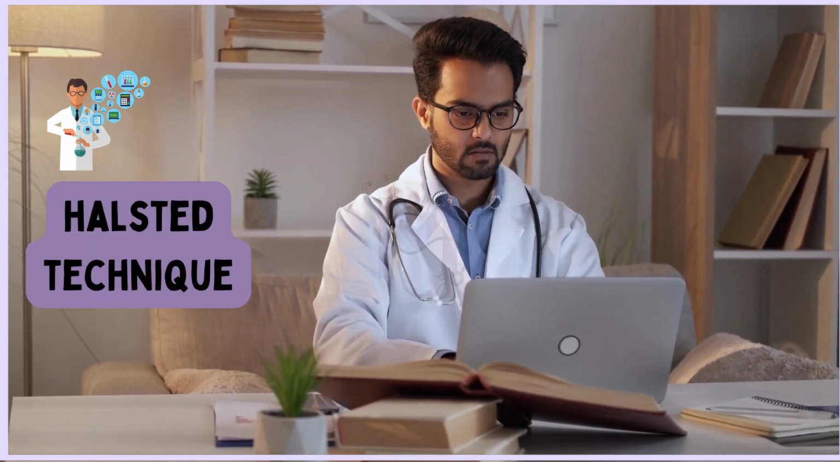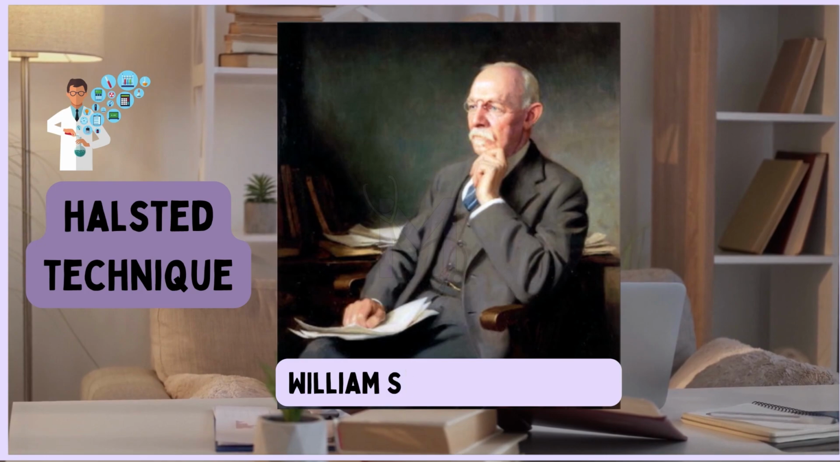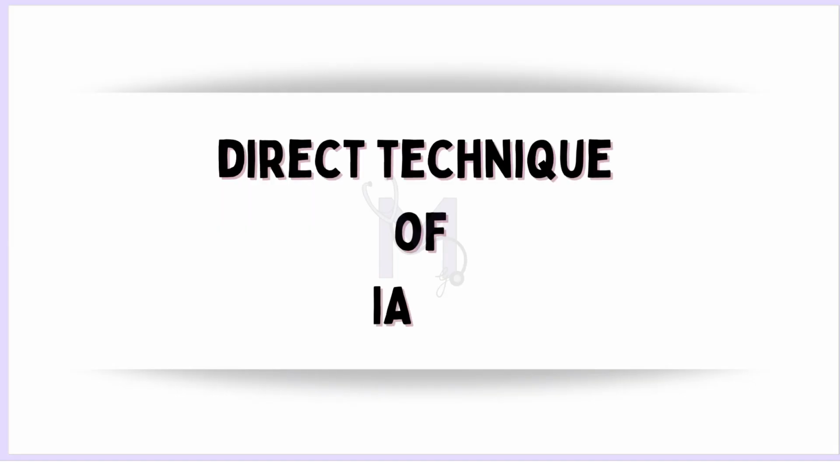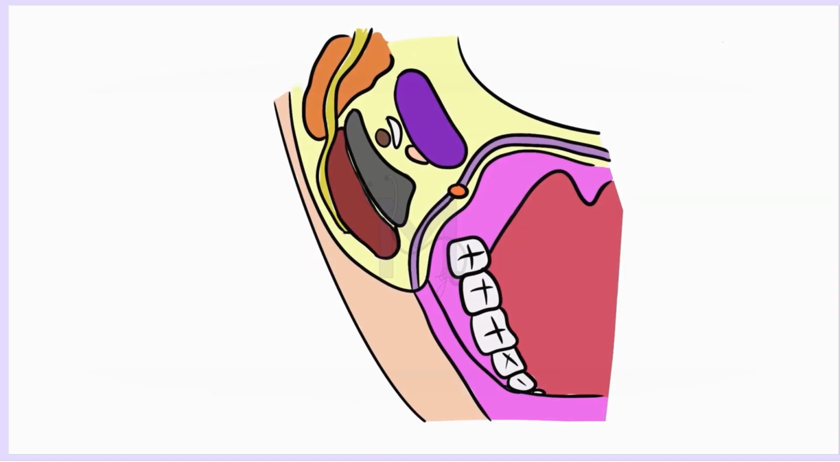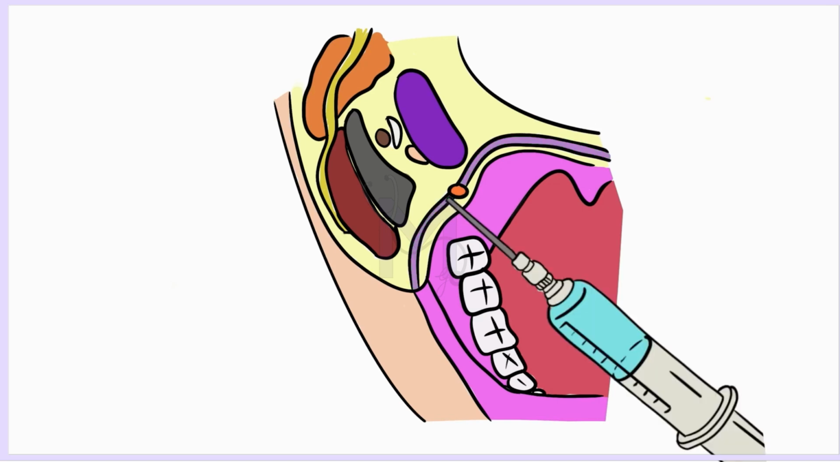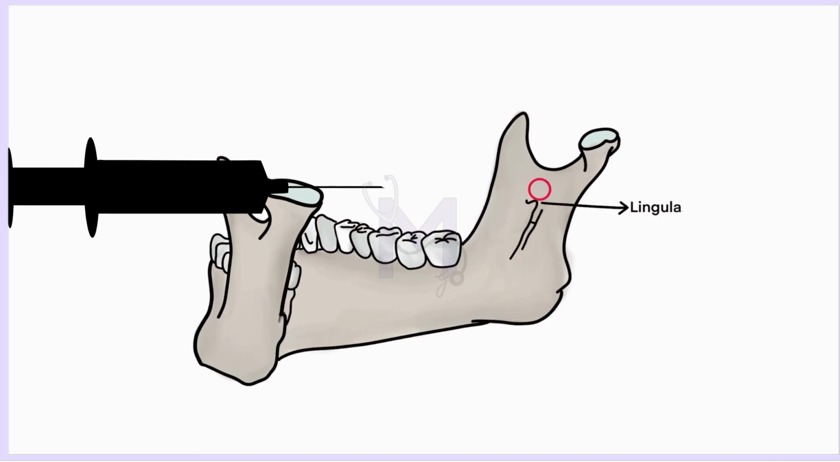The traditionally used inferior alveolar nerve block technique is called the Halstead technique, named after the surgeon William Stewart Halstead. The direct inferior alveolar nerve block technique involves the insertion of a needle into the pterygomandibular space by piercing the buccinator muscle.